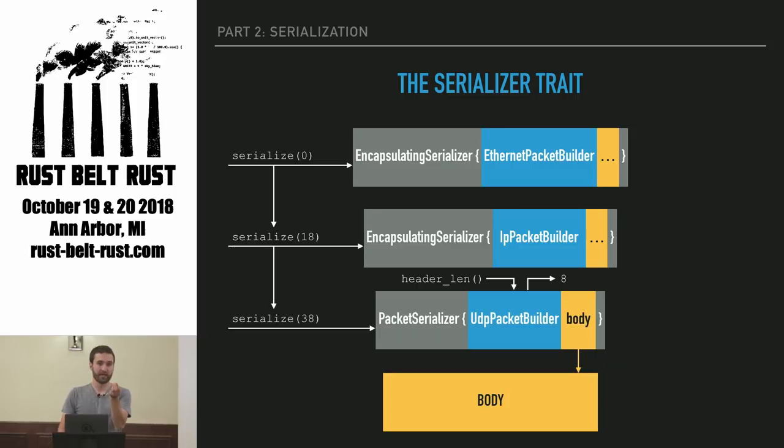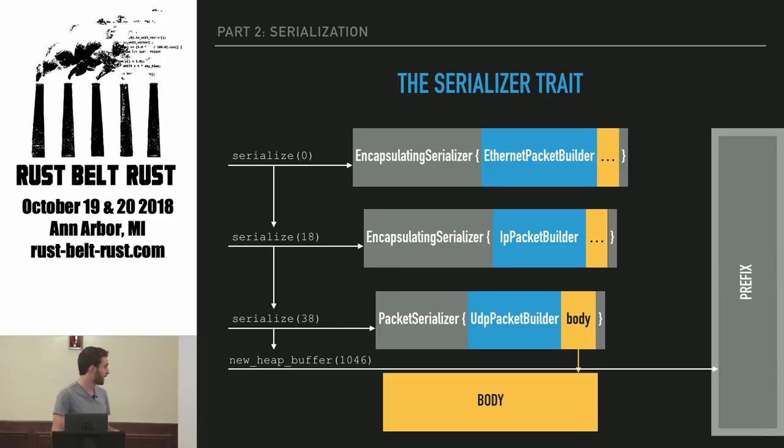We've actually gotten into the inner serializer, and there are no more serializers to do. We can't recurse anymore, so we actually have to allocate the thing. So first we have to figure out how long the body is. So let's say it's 1,000 bytes. And now we know that we need 1,046 bytes, so we allocate them. Again, we'll stack allocate later. For the time being, we're doing it on the heap.